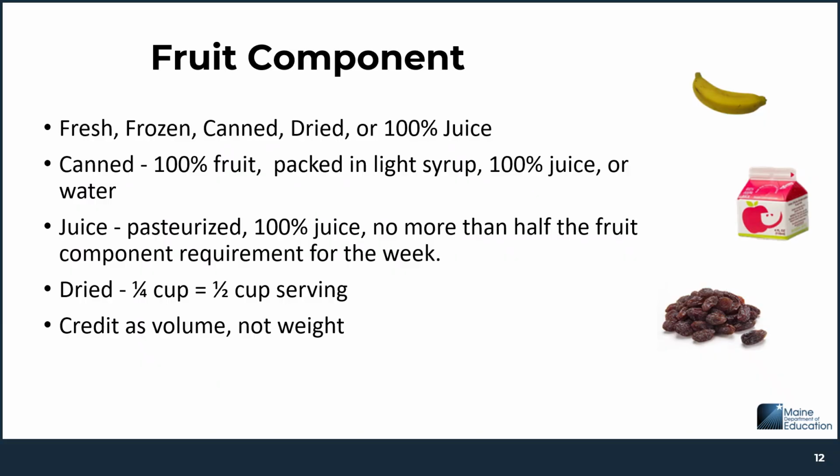When offering dried fruit, a 1/4 cup equals a 1/2 cup serving. And as I already mentioned, fruit is credited as volume and not weight.